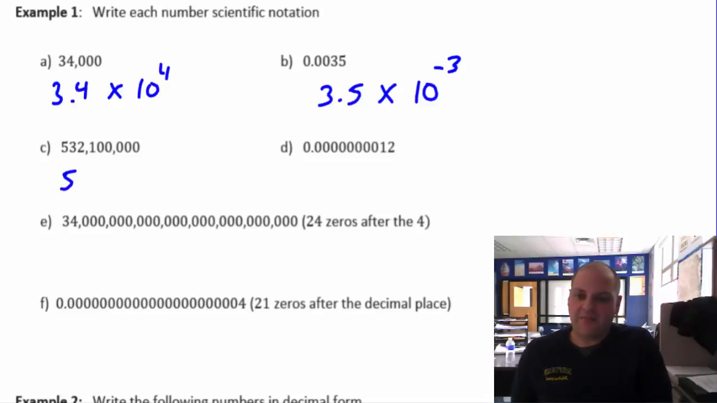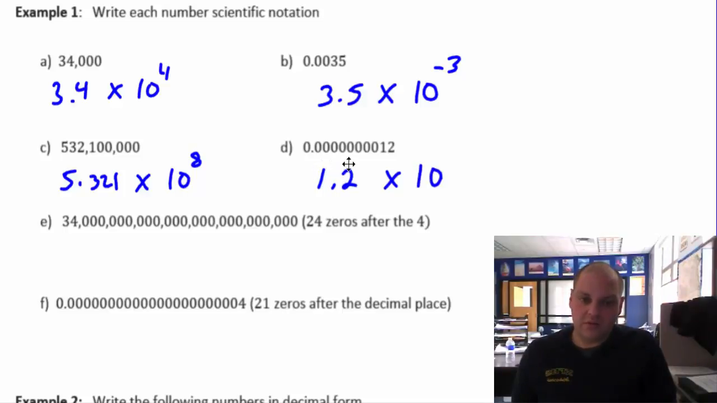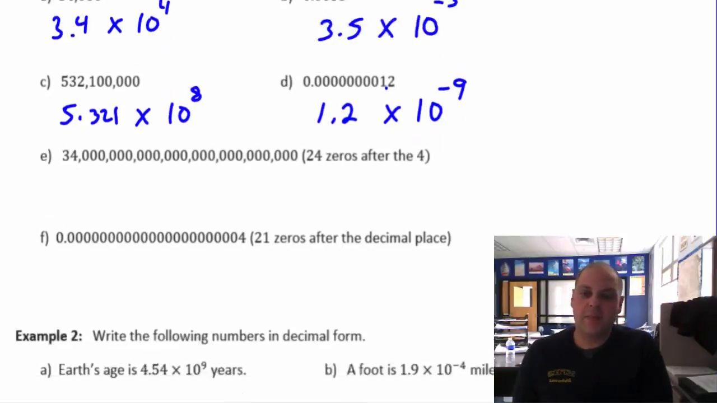All right, 5.321 times 10 to the what? 1, 2, 3, 4, 5, 6, 7, 8, 10 to the eighth. And 1.2 times 10 to the 1, 2, 3, 4, 5, 6, 7, 8, 9. But it's going to be negative 9, because from here going here, you're moving it 9 to the left. See, 1, 2, 3. So if it was, say, here, you'd go 1, 2, 3, 4, 5, 6, 7, 8, 9. There we go. Okay, so 1.2 times 10 to the negative 9.